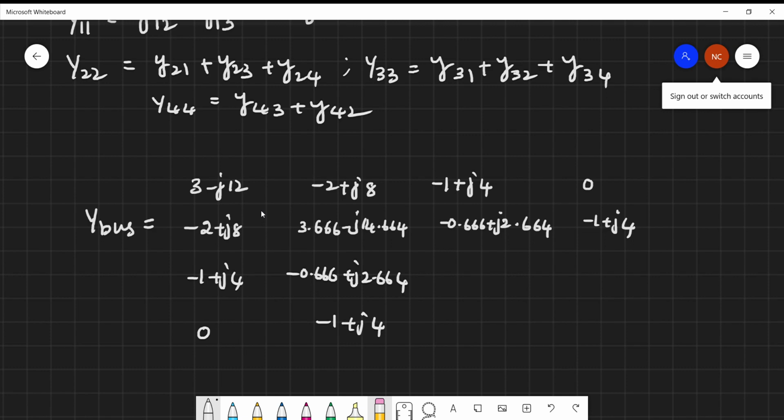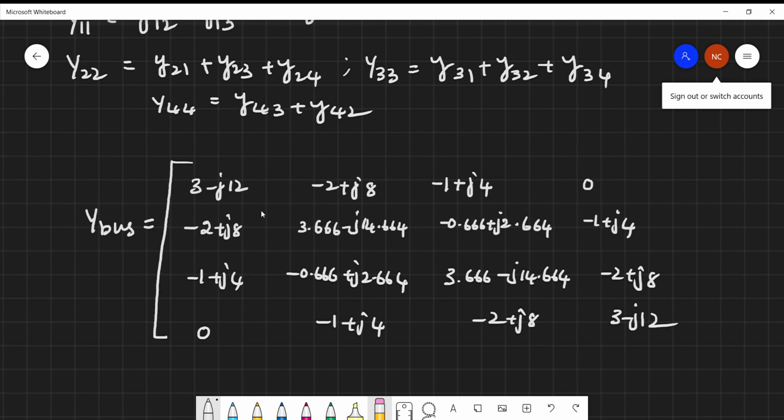So next element will be Y33. This is 3.666 minus j 14.664, minus 2 plus j8, minus 2 plus j8, and here we will be getting the Y44 element, that is 3 minus j12. In this way, we can complete the Y bus using inspection method.